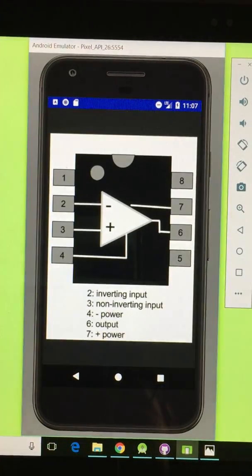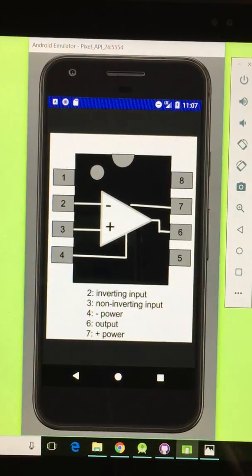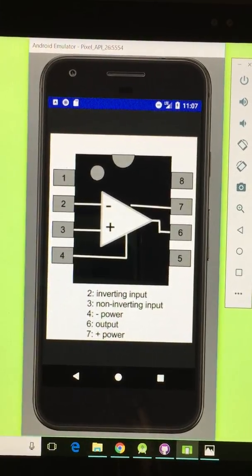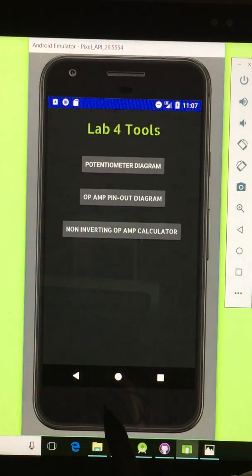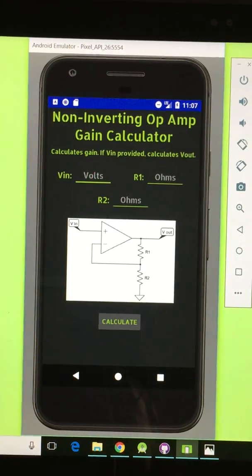It also includes an op-amp pinout diagram, which is custom made and is useful because the diagrams that you often find on an op-amp datasheet can be too complex and really confuse students. We also have a non-inverting op-amp calculator. For our op-amp gain calculators, it will calculate the gain if R1 and R2 are provided, and if Vin is provided, it also calculates Vout.